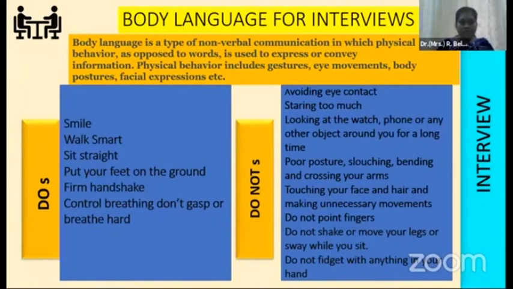Staring too much, with no smile at all. Looking at the watch or phone, wondering how much time has passed. Poor posture, slouching, bending and crossing your arms. Please don't sit like this. This body language means, I'm fed up with you, I'm not ready to listen to you. Okay, touching your hair, face like this, adjusting your earrings and all.